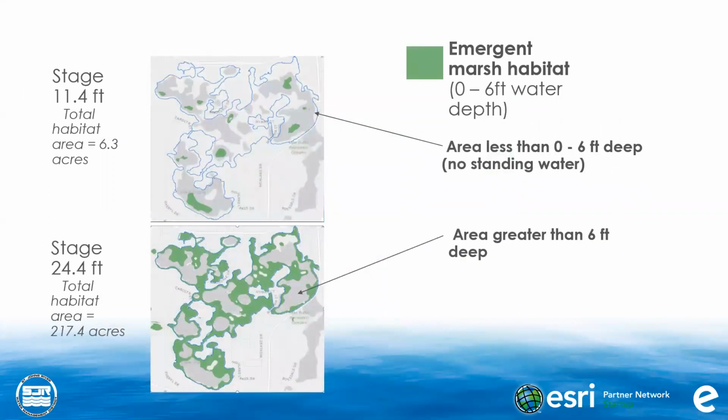And this just shows the beginning images. So the beginning emergent marsh areas at 11 feet. The total habitat area was 6 acres. And then the emergent marsh areas at 24 feet, and the total habitat area was 217 acres. So you can see that the areas with no standing water, you can see them based off low depth, and you can also compare them with areas at greater depth.